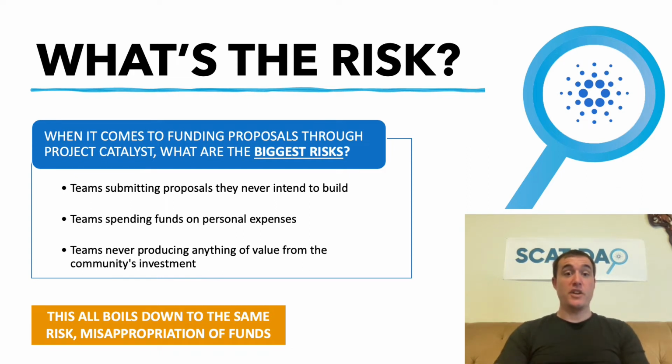So when it comes to Project Catalyst, what would we say are the biggest risks that we're looking at? A lot of people would say that's teams submitting proposals that they never intend to build, teams spending funds on personal expenses, essentially just teams never producing anything of value from the community's investment. This all boils down to the same risk, misappropriation of assets, which is accountant speak for stealing.